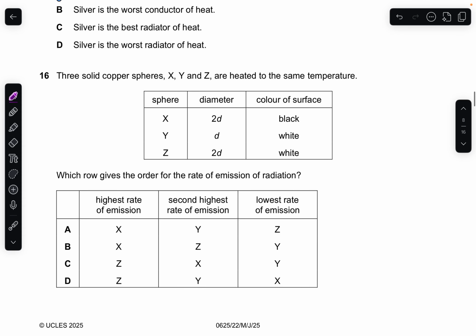3 solid copper spheres X, Y, and Z are heated to the same temperature. Which row gives the order for the rate of emission of radiation? We know good absorbers are good emitters and black is a good absorber. And its diameter is also greater. Surface area and the color matter the most, right? So no doubt X will be the highest. Then you have to see they both are of the white color. So the one with the greater diameter will emit more radiation. Then second is Z and the third is Y automatically. So it's option B, that is correct. X, Z, Y.